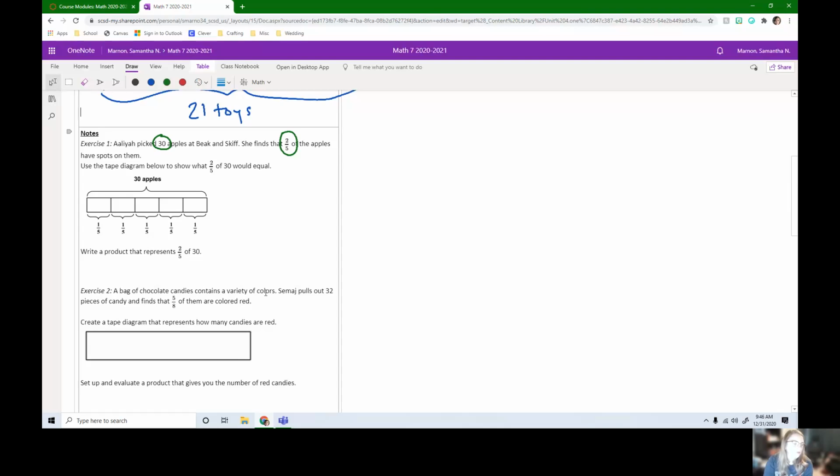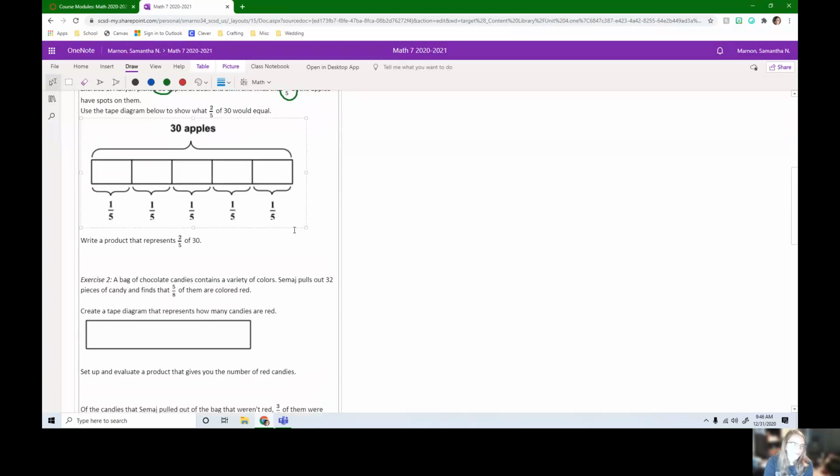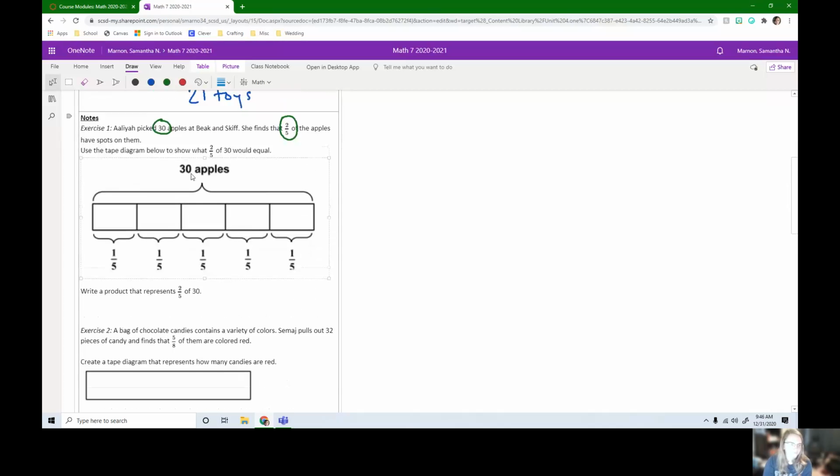So in this one, they already drew us the tape diagram. So I'm going to click it, make sure you're in the typing one. I'm going to make it bigger so we can see it a bit easier. So it shows the total is 30. And here we have broken it up into 5 pieces for all of the fifths.